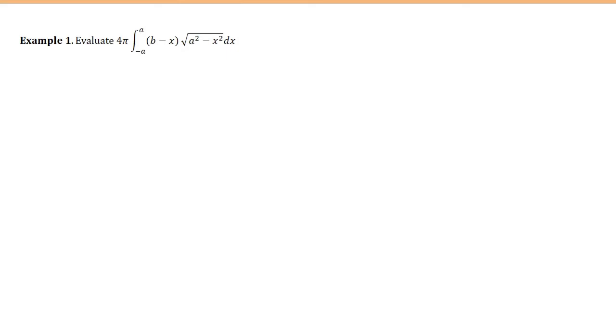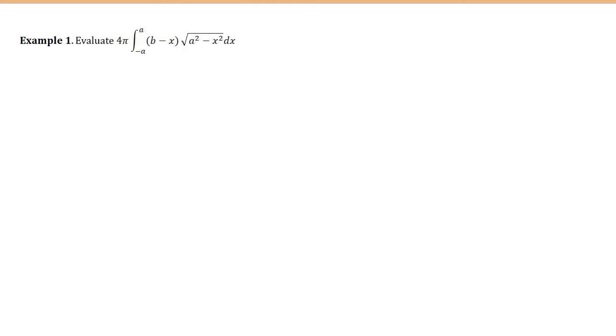Example number 1 for our integration of odd and even functions. We have here our problem, 4 pi multiplied by the integral of the quantity b minus x multiplied by the square root of a squared minus x squared dx with the lower limit of negative a and the upper limit of a. So, yung napag-usapan natin regarding with the integral of the odd and even functions, dapat meron tayong lower limit which is negative of the upper limit.